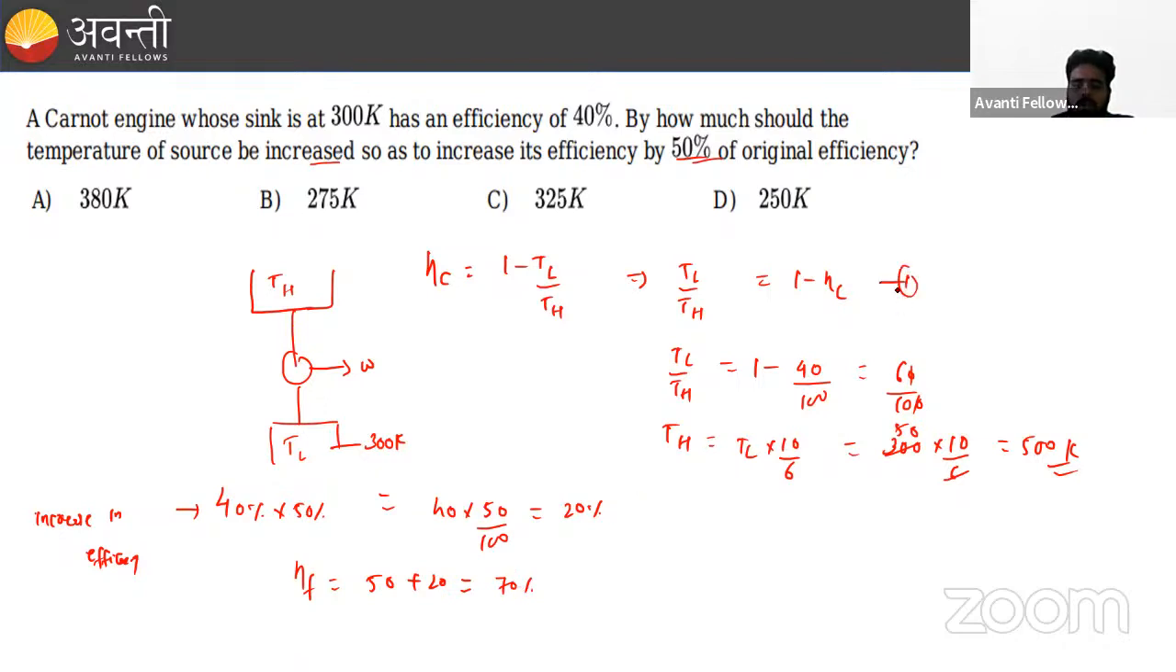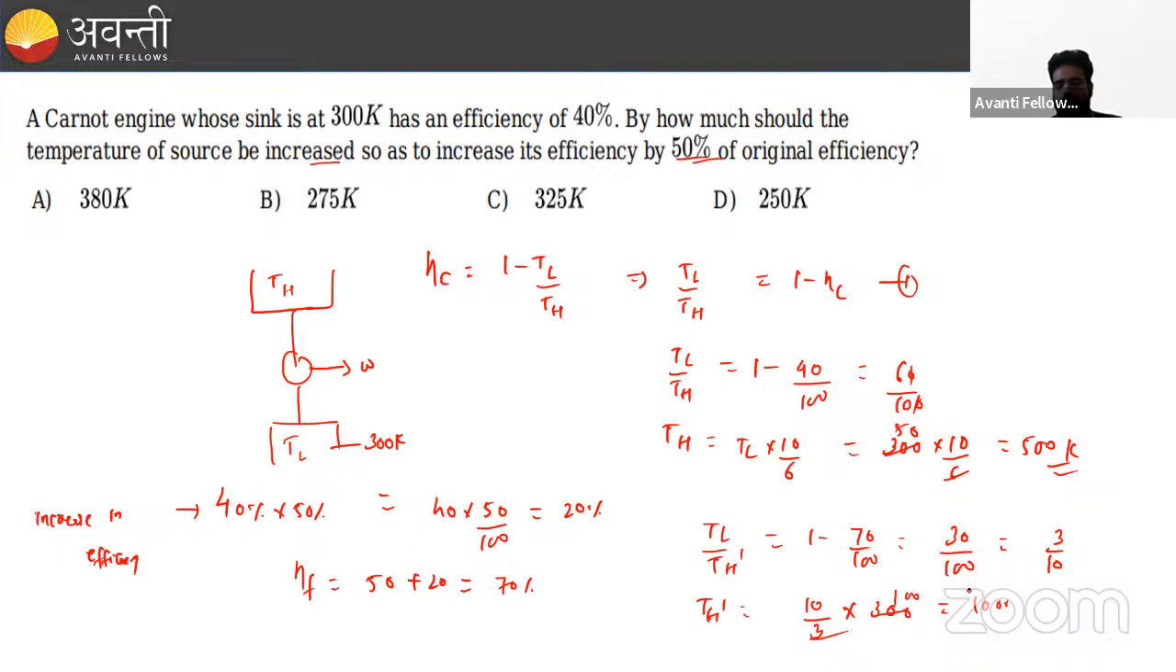If we put this value in equation number 1, we can say T lower upon T higher new will become 1 minus 70 upon 100. This will become 30 upon 100, so this will become 3 by 10. So the new value of T higher can be written as 10 upon 3 into T lower. T lower is nothing but 300, and this value will become 100, and so we get 1000.